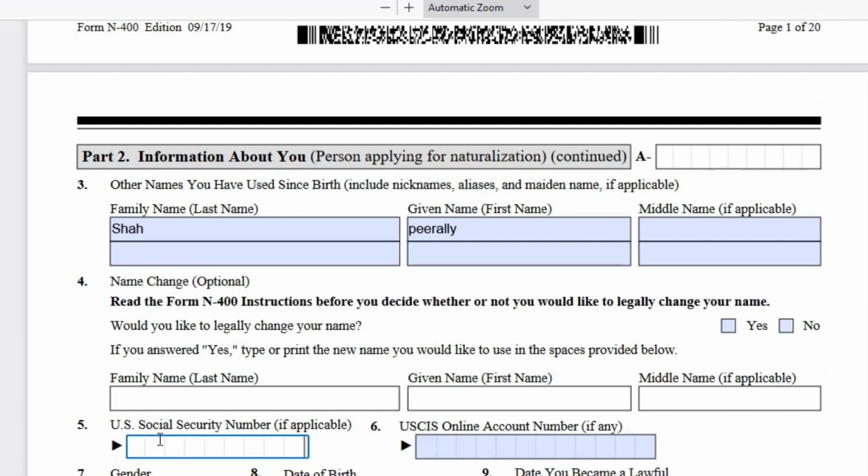Social security number, again, 1, 2, 3. You put your social security number here, okay? And if you have a USCIS online account, you can put it there. And here it is. Are you a male or a female? Then let's put male. Date of birth, we'll put 1/01/2000.